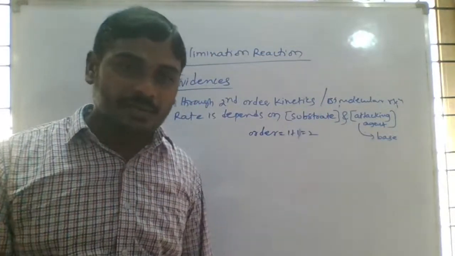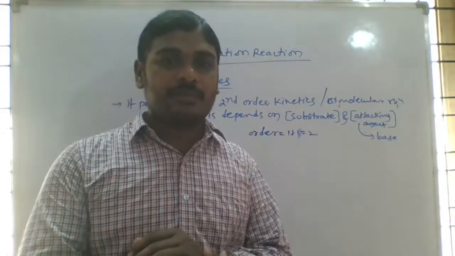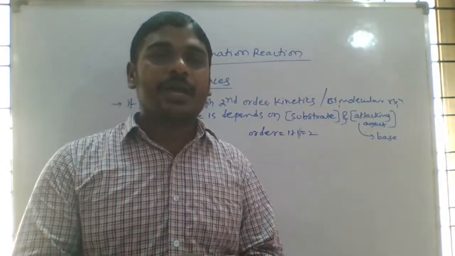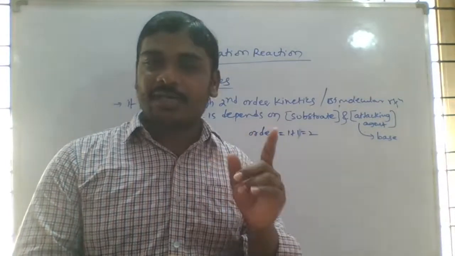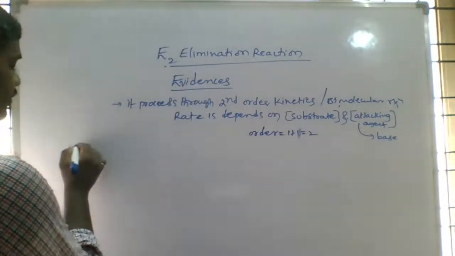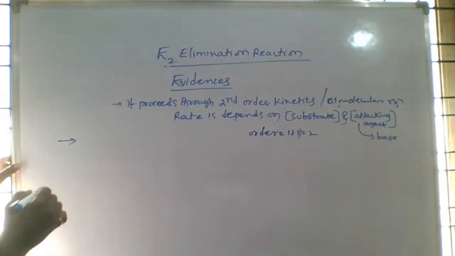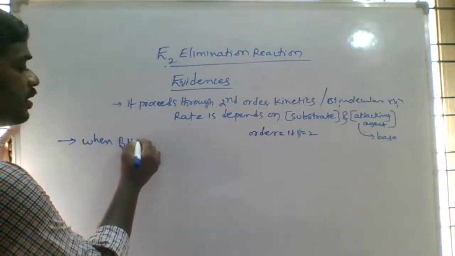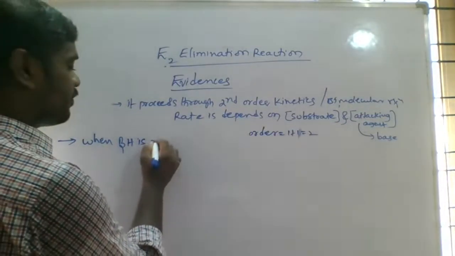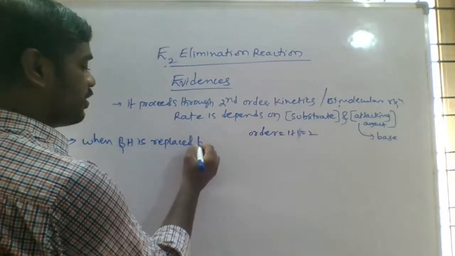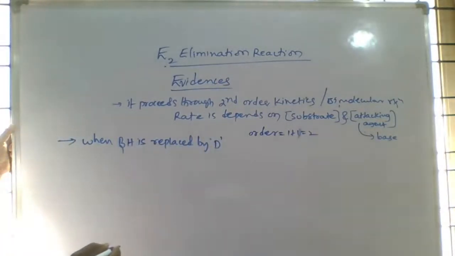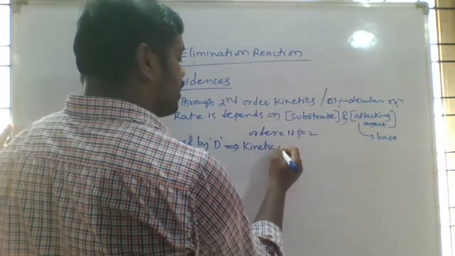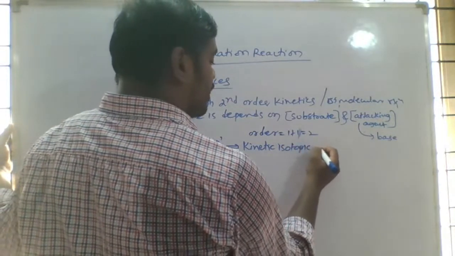And one more important evidence for the E2 reaction is that, with respect to the leaving group, when the beta hydrogen is replaced by deuterium, the kinetic isotopic effect is observed.